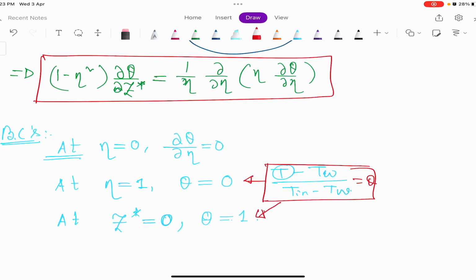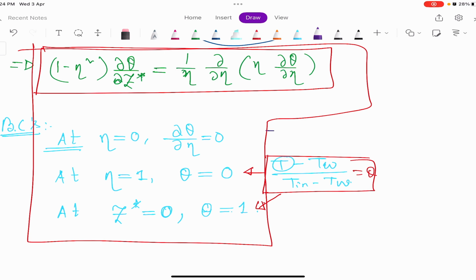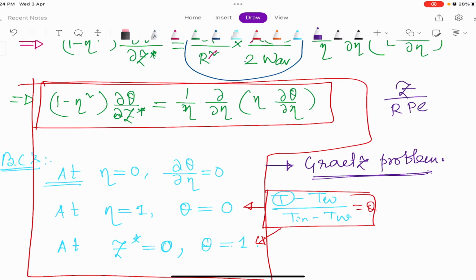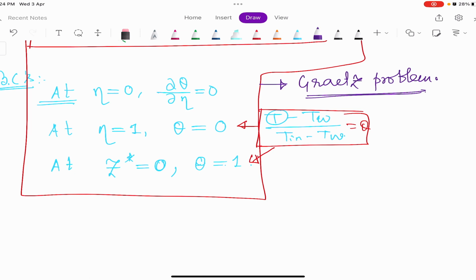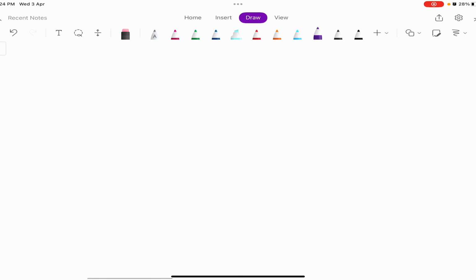This 2 comes from this definition of theta. So along with the governing equation, the problem given by these equations is called the Graetz problem. And this number, that is z by r into Pe, is called the Graetz number. So you can search on the net that either this number or some constant multiplied by this number is called the Graetz number. Actually I am having some confusion about the definition of the Graetz number.